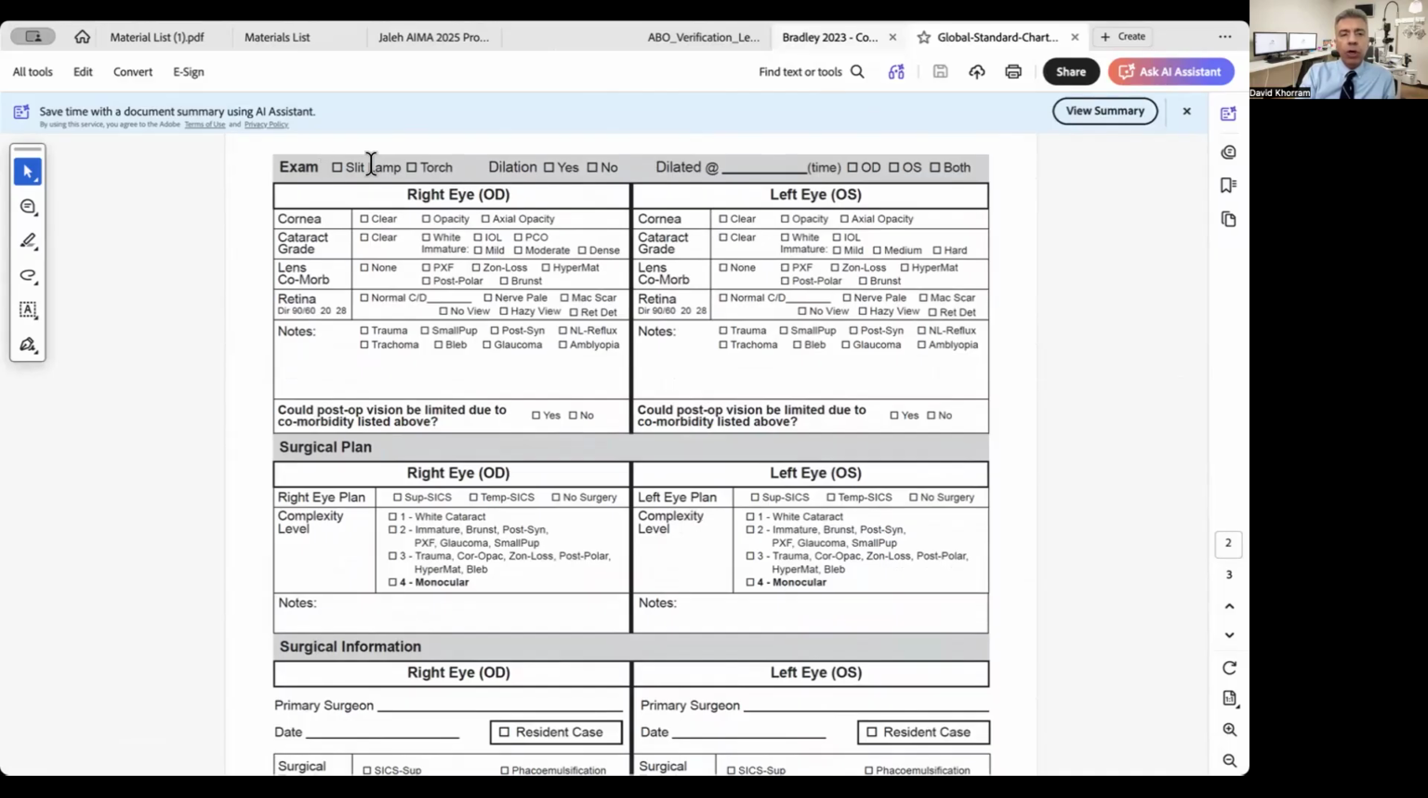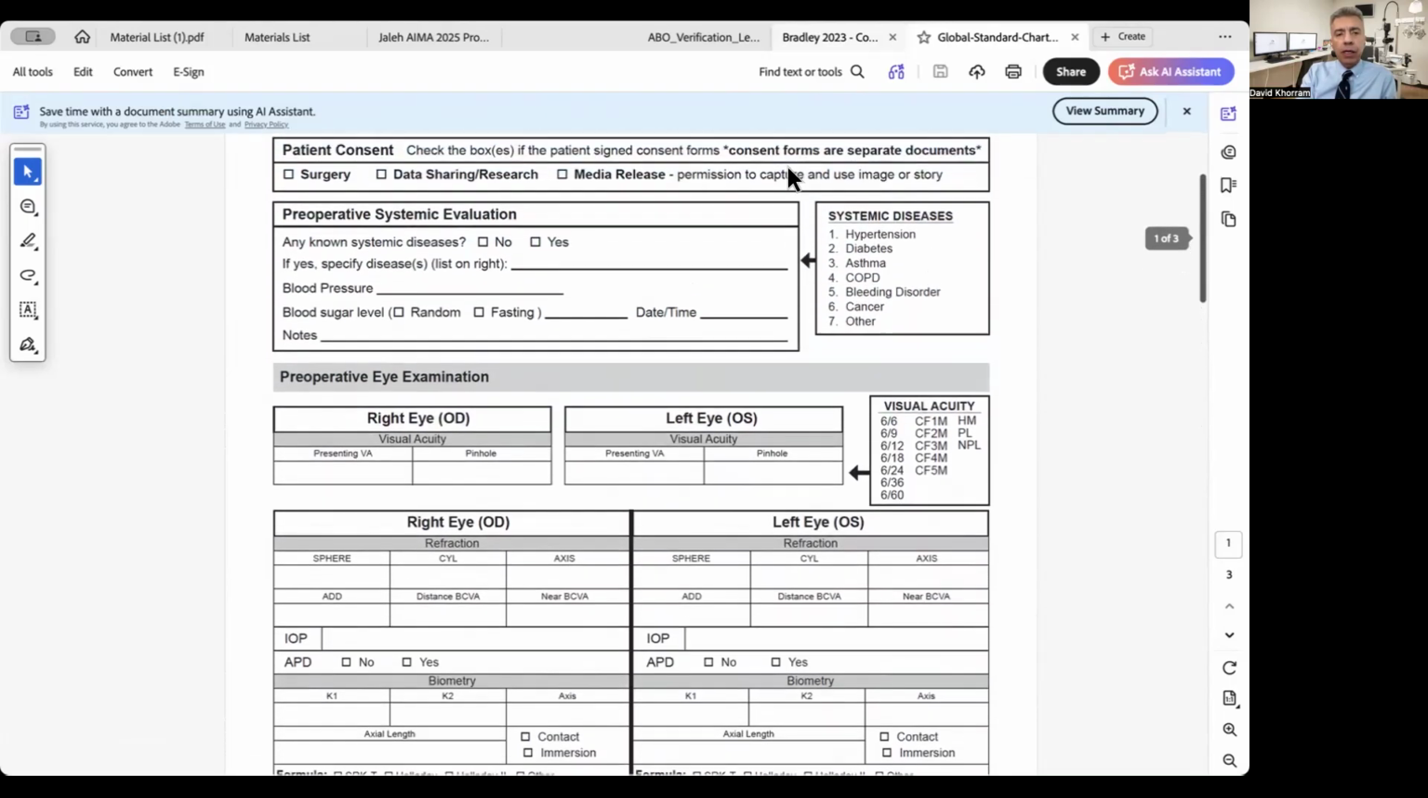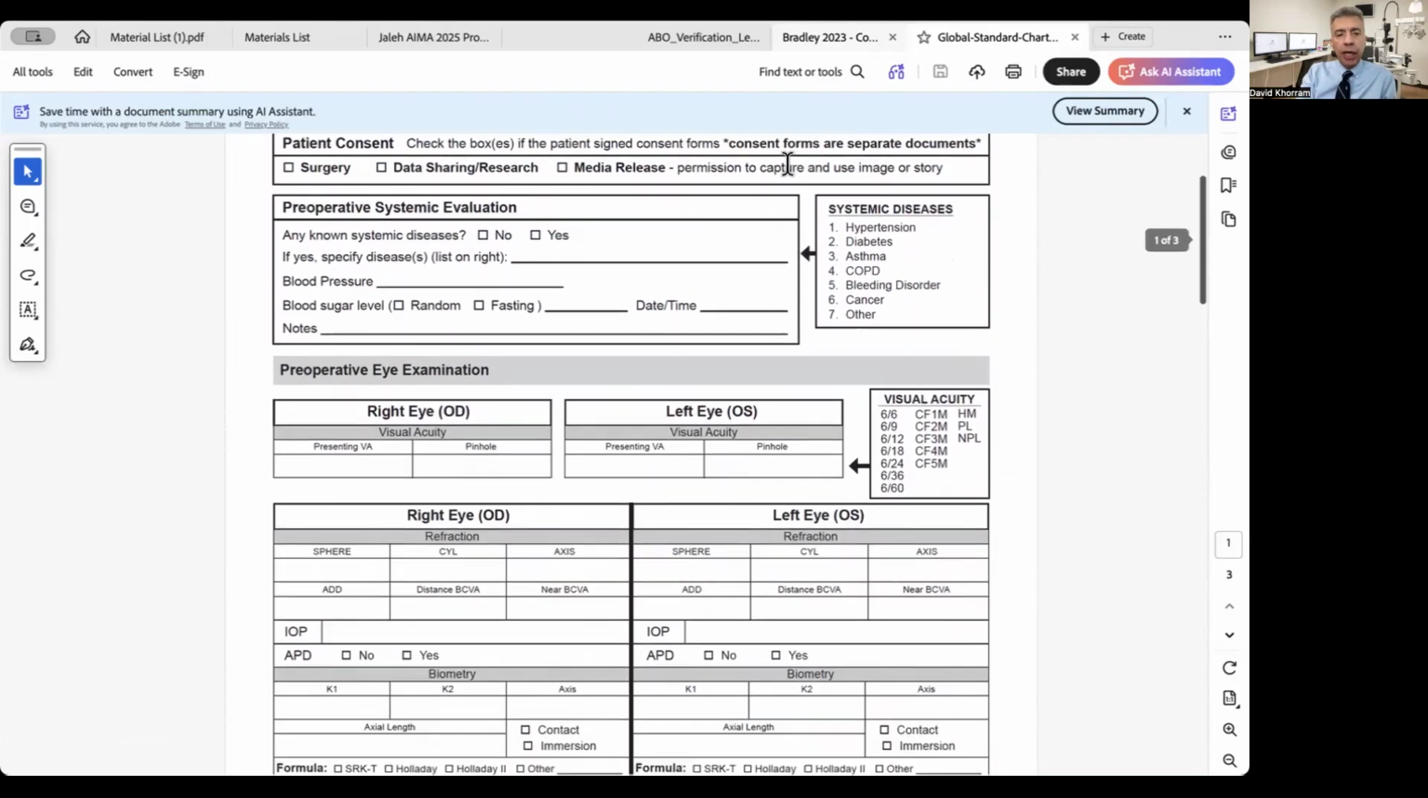In case that we're unable to do a slit lamp exam, there's space here to choose whether it's slit lamp or torch exam. It's also required to do a dilated exam. And so if dilation is done, yes, and the time of dilation, which helps you track when the patient is due to come back in for their dilated exam. In the future, we anticipate that the patients will be able to have their pupils checked by the allied personnel.